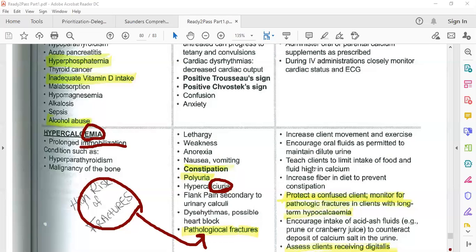So tell them to take milk and milk products less, increase the fiber content food, protect the confused client, monitor for pathological fracture, and encourage intake of acid-ash fluid. What that means is like berry juice, all kinds of berries, right? It counteracts deposit of calcium.